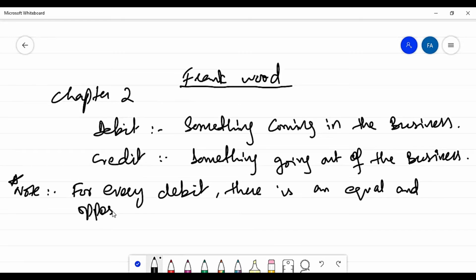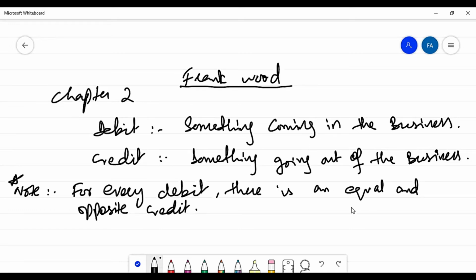Can you relate this definition to any other definition? For every action, there is an equal and opposite reaction. It's a law, physics, Newton's third law of motion. I've taken the definition from there and developed this, that for every debit there is an equal and opposite credit. So I'll be explaining.